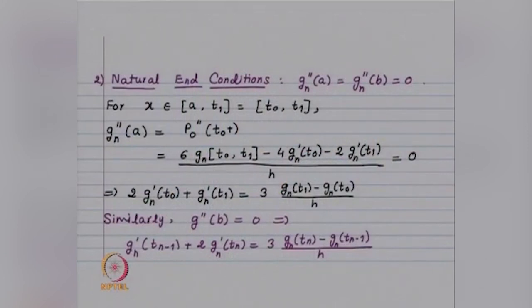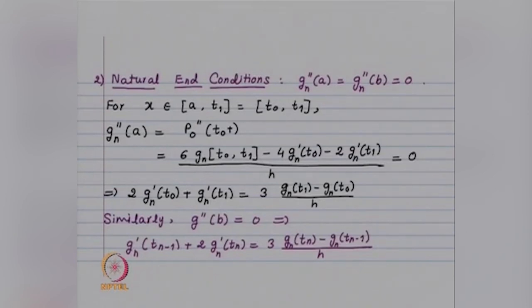So, before we consider that condition, which depends only on the function values and which has order of convergence h raised to 4, let us quickly look at the system of equations in case of the natural end condition. So, we have g n double dash at a equal to g n double dash at b equal to 0. G n double dash at a is going to be the second derivative p 0 double dash at t 0 plus. So, we have got the formula. You substitute that formula. We had the formula for p i double dash at t i plus. In that formula, you put i equal to 0, and then we get the formula which involves the value of the function g n at t 0 and t 1 and the value of the derivative of g n at t 0 and t 1.